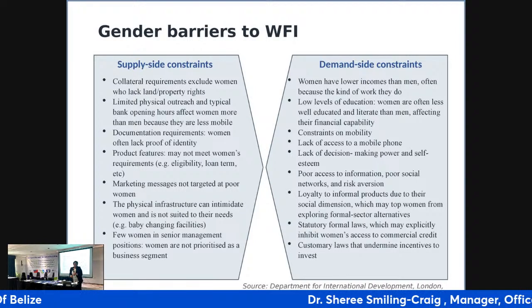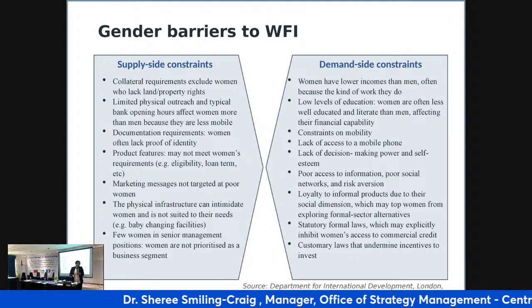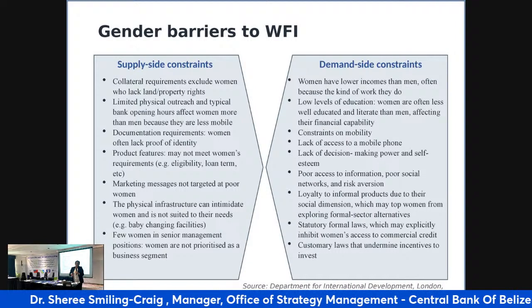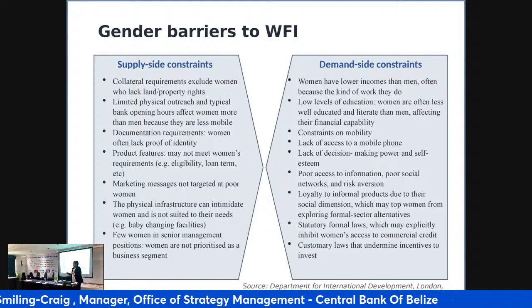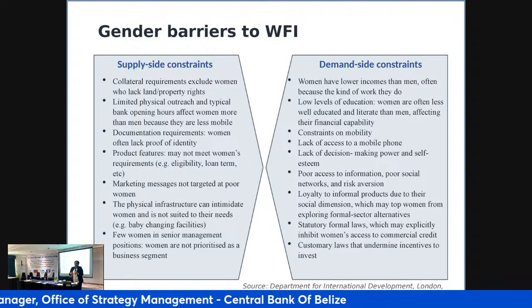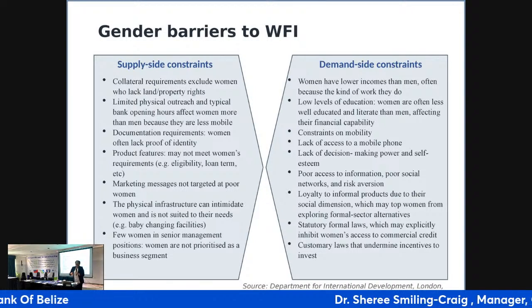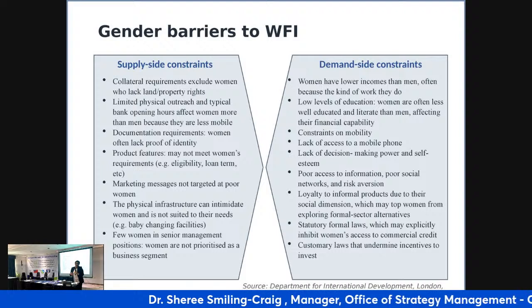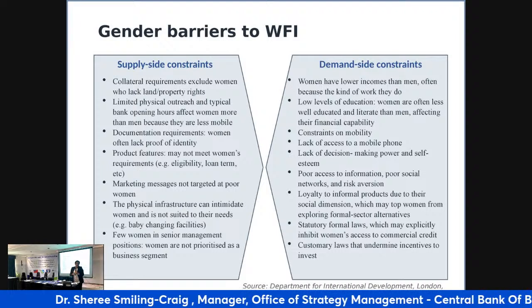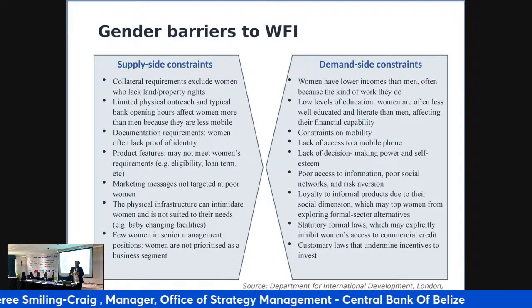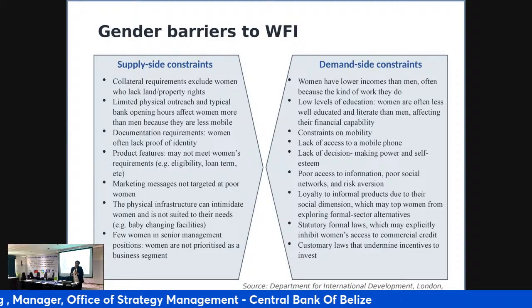So we also know that, and Marlo alluded to this, the messages are not targeting women. When the financial institutions have products available, they're not really targeting women, although maybe they put a pink color on it. It's not as effective. They're not really tailored for women to a large extent. And we're changing that. We see DFC changing that. We see other institutions changing that. So we've come a long way.